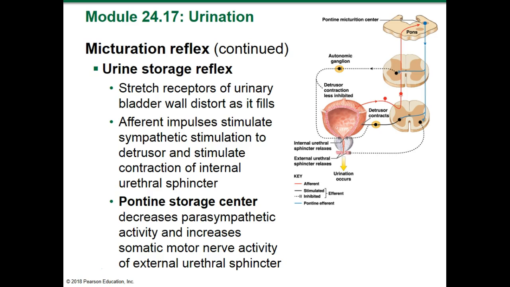So first, the urine storage reflex. We have stretch receptors in the urinary bladder. They distort as it fills. Then afferent impulses stimulate the sympathetic stimulation to the detrusor. This stimulates the contraction of the internal urethral sphincter. We have the pontine storage center. It decreases the parasympathetic activity and increases the somatic motor nerve activity of the external urethral sphincter.